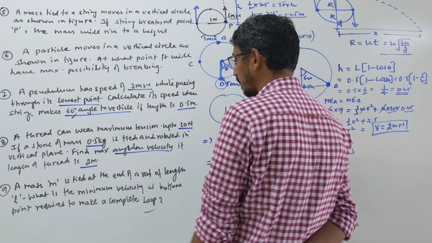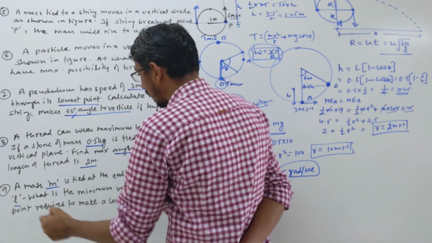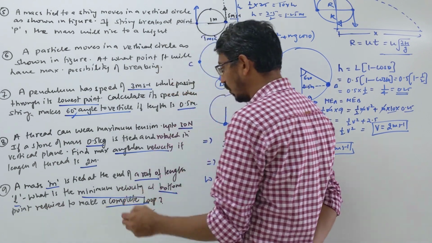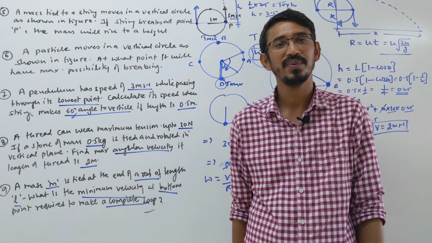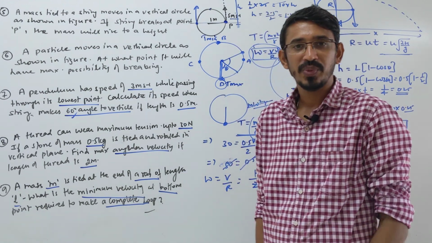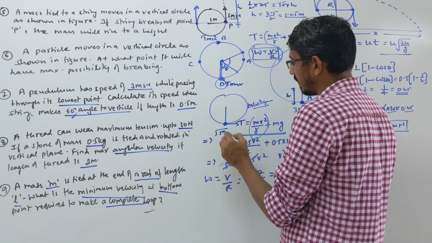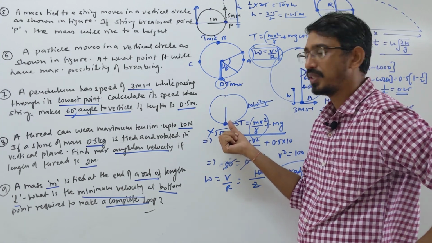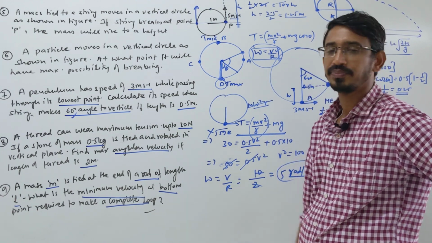It says, very important, that the mass m is tied at the end of a rod of length L. What is the minimum velocity at the bottom point required to make a complete loop? Before I answer it, pause the video and answer this. What should be the answer? It's very simple. Hope you answered. If your answer is root 5 gr, then it's a wrong answer.